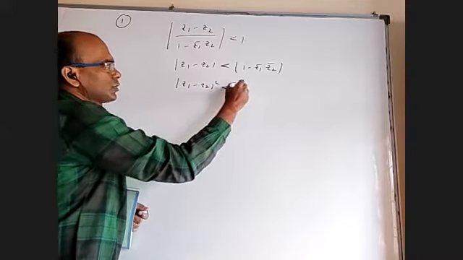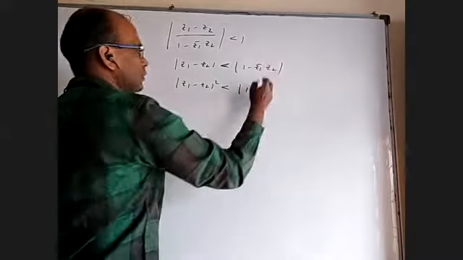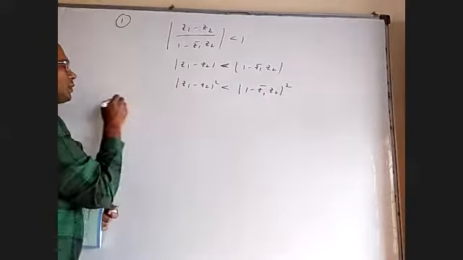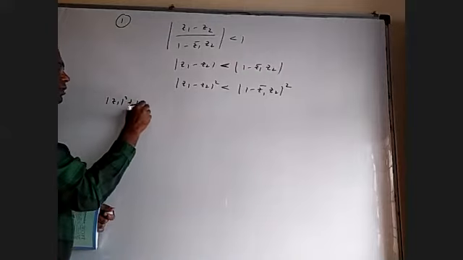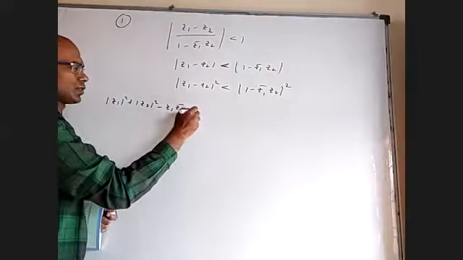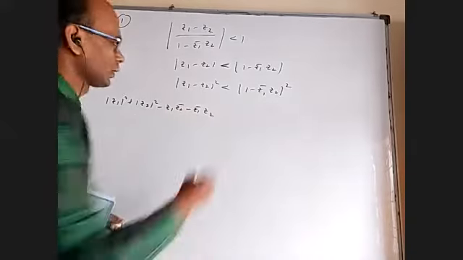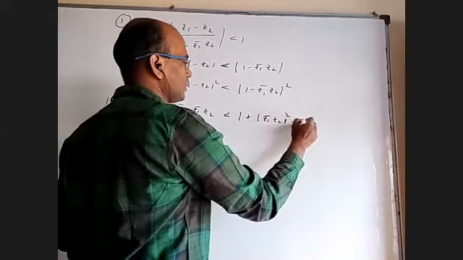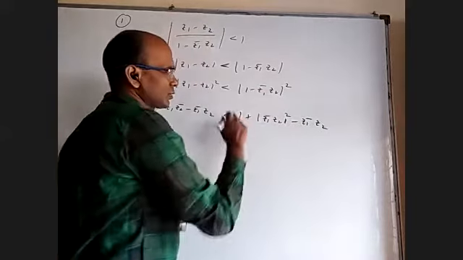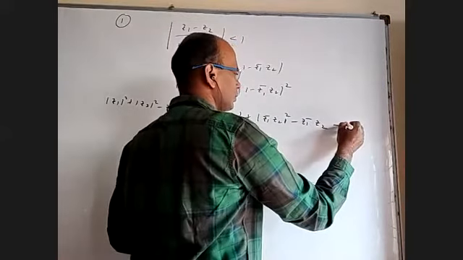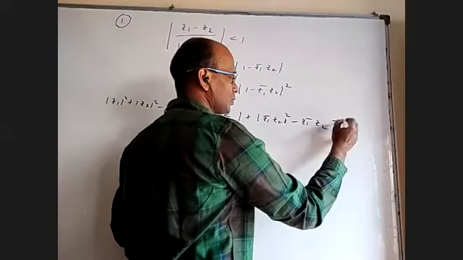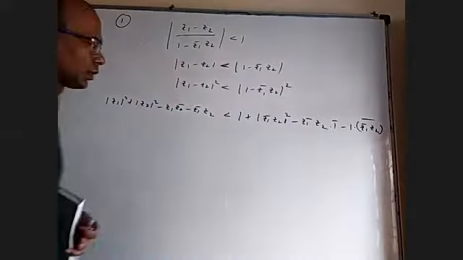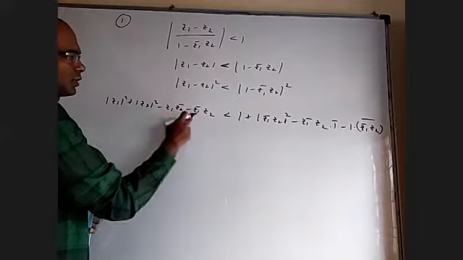Mod Z1 minus Z2 squared, mod 1 minus Z1 conjugate Z2 squared. The formula for this is mod Z1 squared plus mod Z2 squared minus Z1 Z2 conjugate minus Z1 conjugate Z2. Here 1 plus mod Z1 conjugate Z2 squared minus Z1 conjugate Z2, that is this into this, minus 1 conjugate is 1 only. I can even write 1 conjugate minus 1 into Z1 conjugate Z2's whole conjugate. Based on this formula, this into this conjugate, this into this conjugate. These are the two terms.